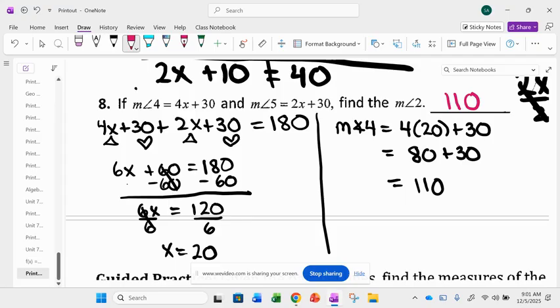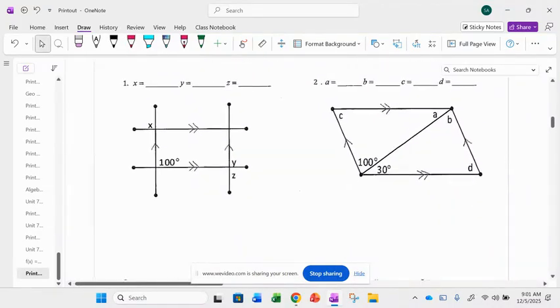Even though it's the same diagram, we're restarting every problem. All right, let's move on.